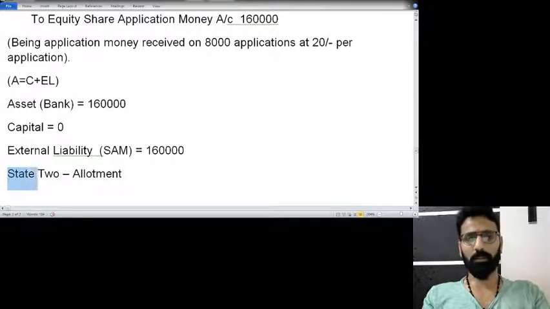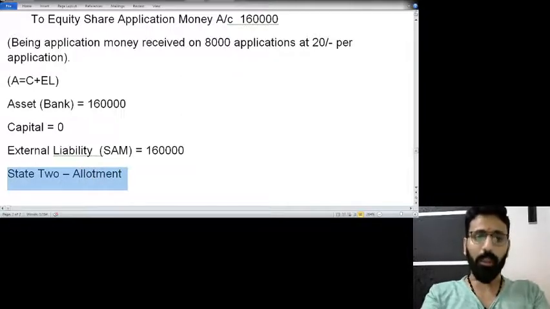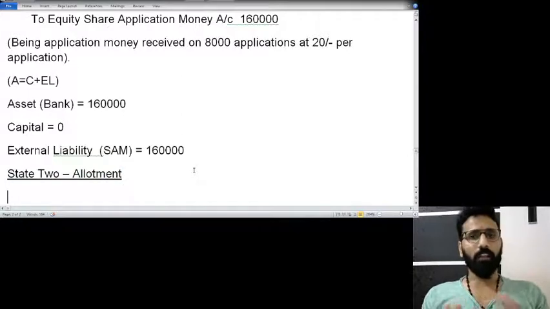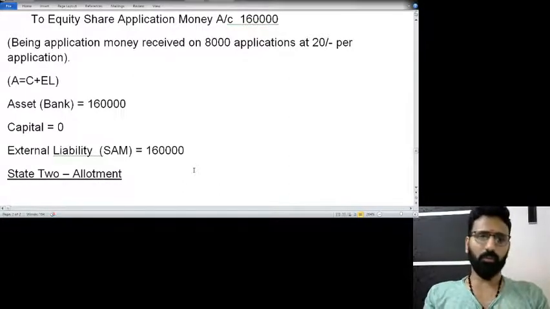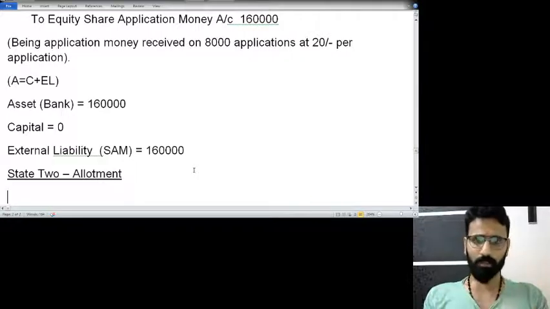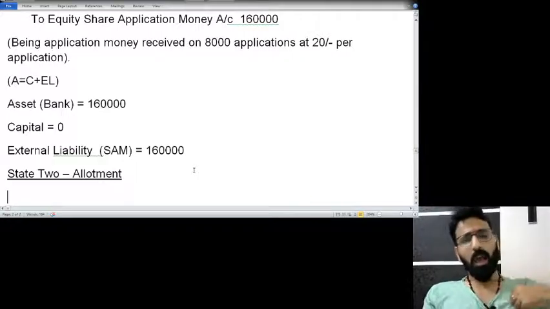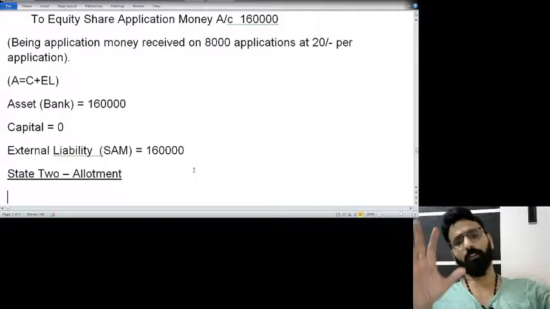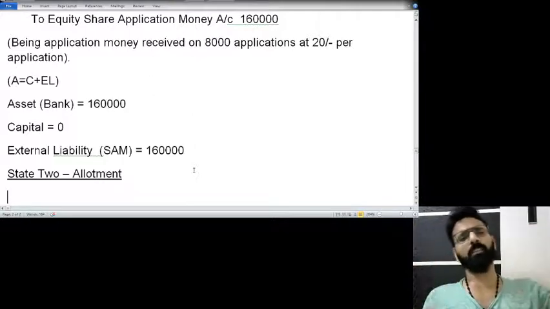What is allotment? All the applications whatever you apply may not be issued. Few might not satisfy the conditions. So I issued 8,000 applications, and in this case I received money in all 8,000 applications. But now I allotted all 8,000 because I found every application is in line with my requirements.